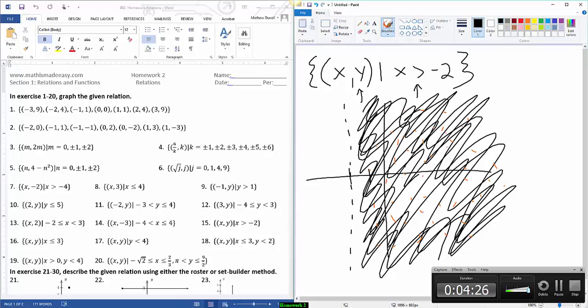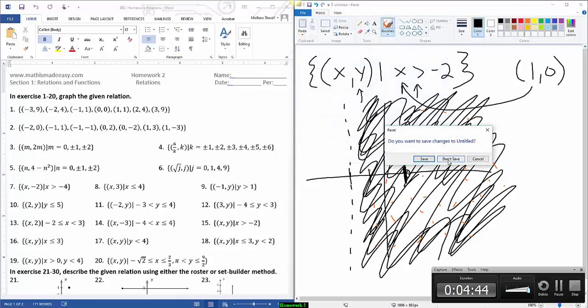Why not? What if I pick this point right here? Let's pick 1, 0. If I plug in a 1 for x, 1 is greater than -2. That's true. There's no restriction for my y, so boom, that's a point that's going to work. Okay, so let's look at another one.